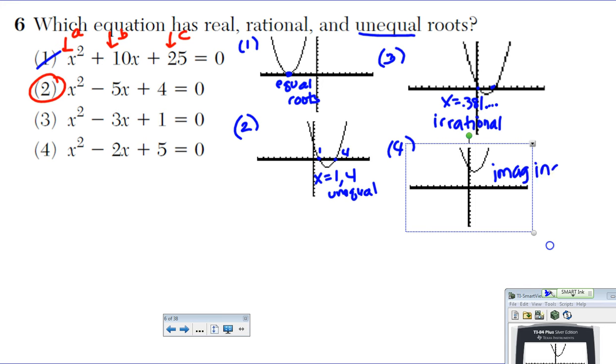You are responsible, though, for knowing how to visually read the graphs, because they might actually give you the 4 choices with the graphs and you have to be able to read them. So there are 2 ways that you can answer this problem. Oh, I'm sorry, one last way. The third way is to actually solve out each and every choice. That would take a little bit longer, but if that's the only way to do it, you could physically solve them all out, compare all the answers, and see which choice has answers that are real, rational, and unequal.